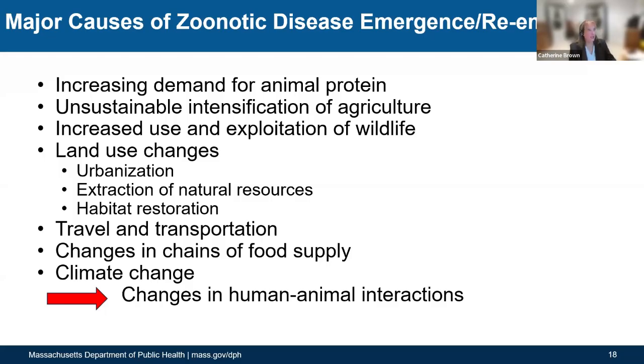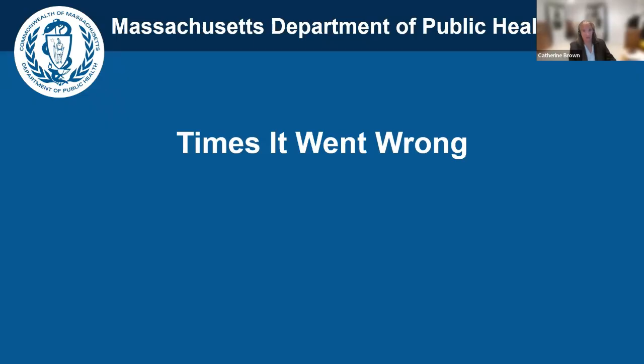Travel and transportation are also drivers of zoonotic emergence, as are changes in the chains of food supply, how much we move food around in order to meet the demand of all the different populations, and climate change, of course. And many of these things are also changing human and animal interactions. All right, so we're going to go through a few examples. That was how things could go wrong, and now I'm going to give you examples of when it did go wrong.